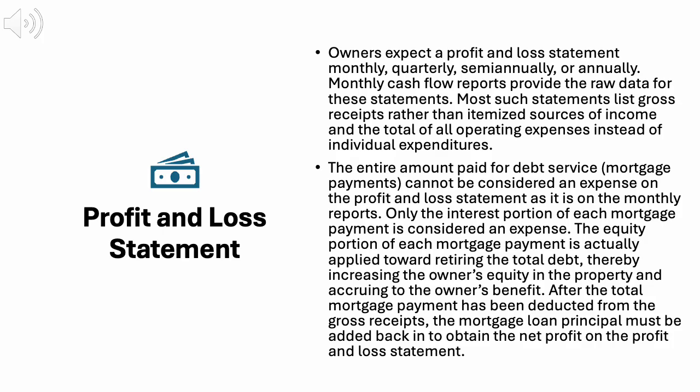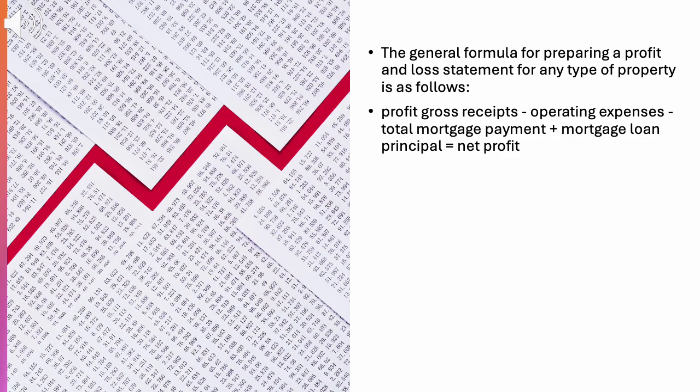The equity portion of each mortgage payment is actually applied toward retiring the total debt, thereby increasing the owner's equity in the property and accruing to the owner's benefit. After the total mortgage payment has been deducted from the gross receipts, the mortgage loan principal must be added back in to obtain the net profit on the profit and loss statement. The general formula for preparing a profit and loss statement for any type of property is as follows. Profit: gross receipts minus operating expenses minus total mortgage payment plus mortgage loan principal equals net profit.